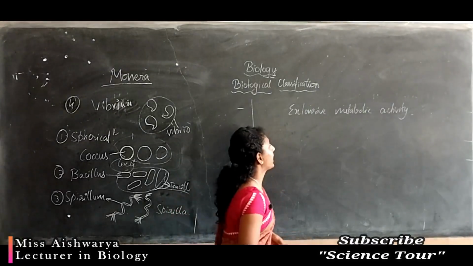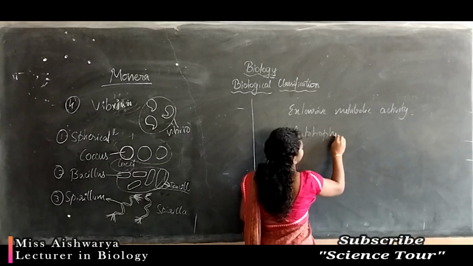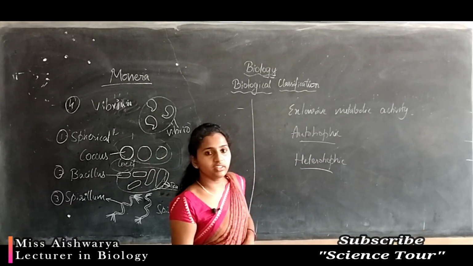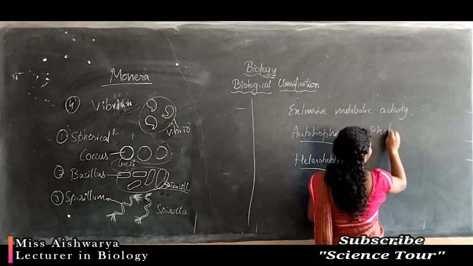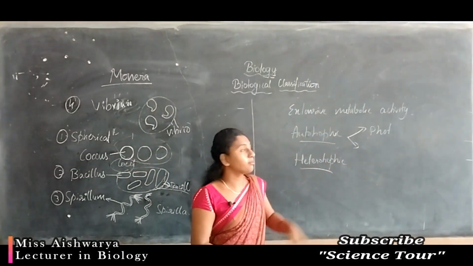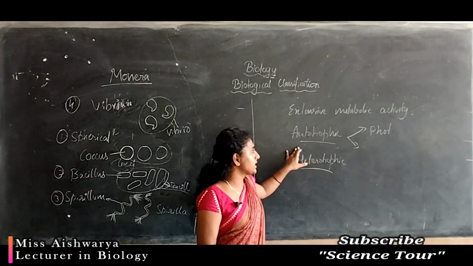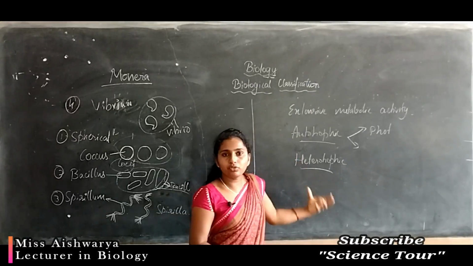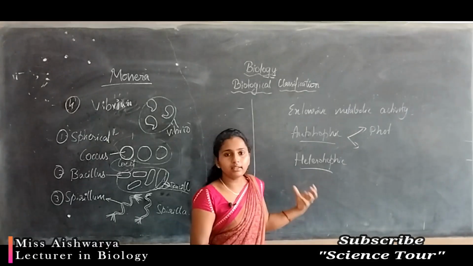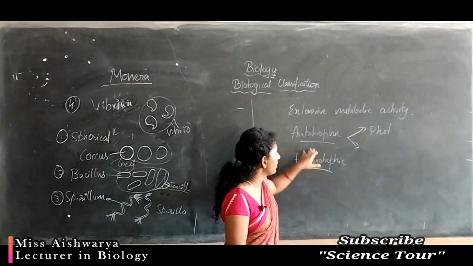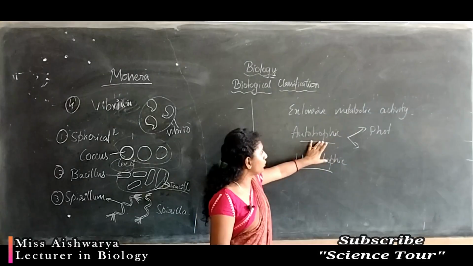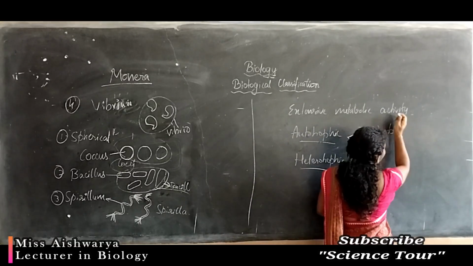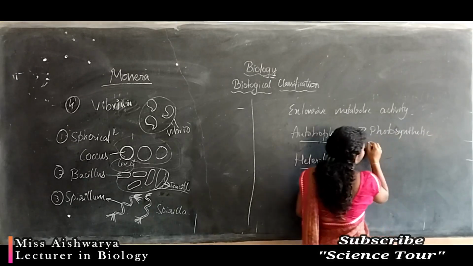So based on nutrition you can see two types, autotrophic and heterotrophic. Autotrophic may be further divided into two types. Autotrophic nutrition usually takes place by oxidizing inorganic compounds. Autotrophic means they can produce their own food by the utilization of a chemical source or light energy. So based on the utilization of light and chemical sources, autotrophic organisms may be differentiated into two types, photosynthetic and chemosynthetic.